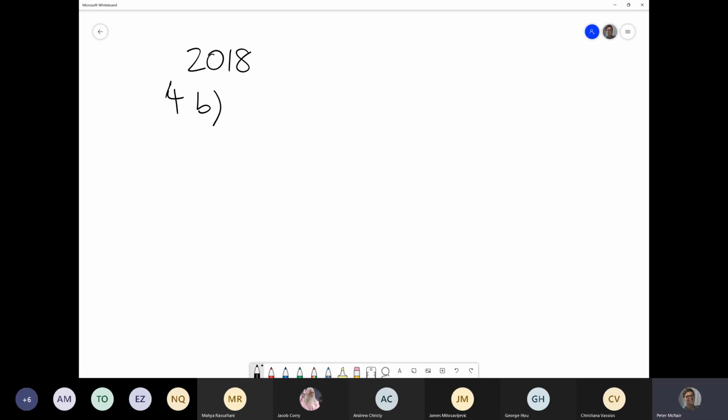So 4B is saying f of t is equal to delta of t minus 1 plus delta of t plus 1. We want f of omega. We're going to use the exact same expression that we always use.